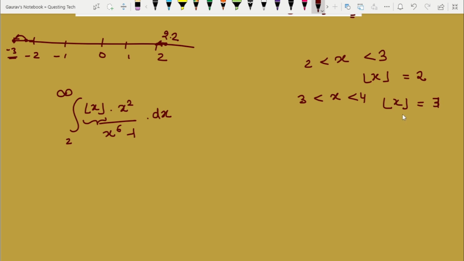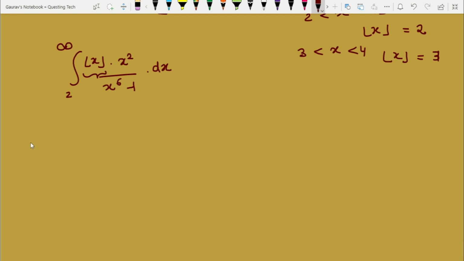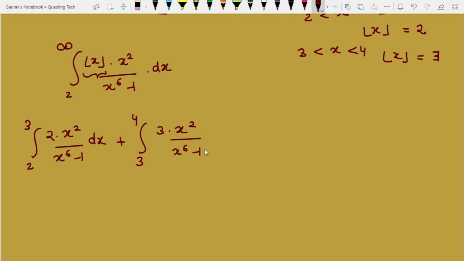Okay. So can I write this equation as, from 2 to 3, 2 multiplied by x squared divided by x raised to power 6 minus 1 dx, plus from 3 to 4, it is 3, 3 x squared divided by x raised to power 6 minus 1 dx. Okay. And we can write this till infinity.